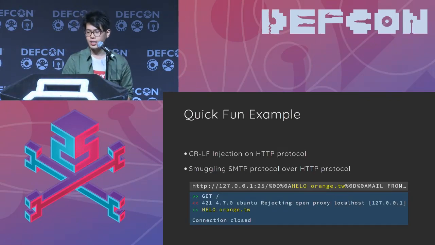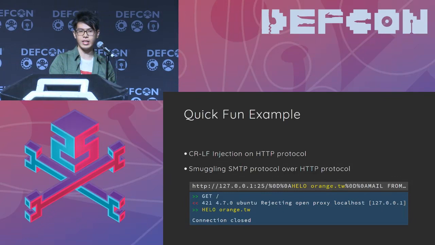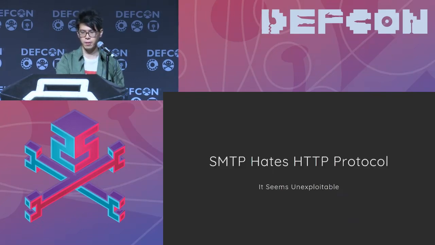Another showcase. It is easy to understand if there is a SSRF injection in HTTP and we can smuggle other protocols. But as you can see, for security concerns, most SMTP servers block the HTTP connection. If the server finds the HTTP pattern such as GET / or POST / in the incoming request, the server will cut off the connection. SMTP has blocked the HTTP protocol, and it seems unexploitable.